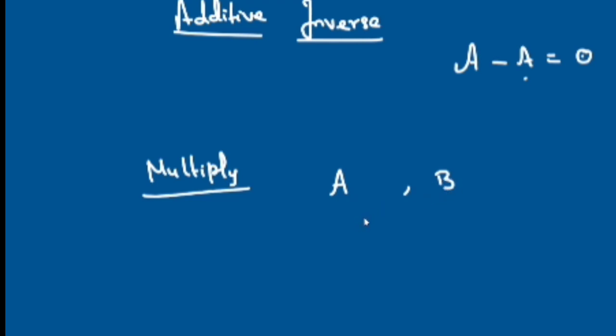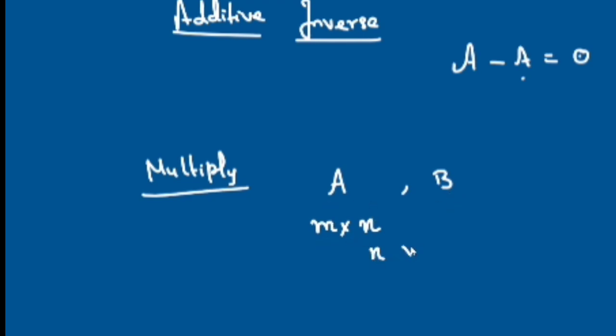That is, matrix multiplication is defined only if, when the matrix A is of order M by N, the number of columns of A, which is N, is equal to the number of rows of the matrix B. So if this is of order M by N, this should be of order N by P. These two should be equal. Only then you can multiply two matrices. Otherwise the matrix multiplication is not defined.